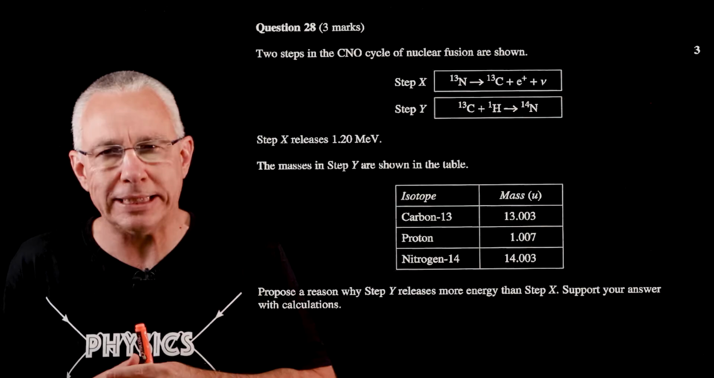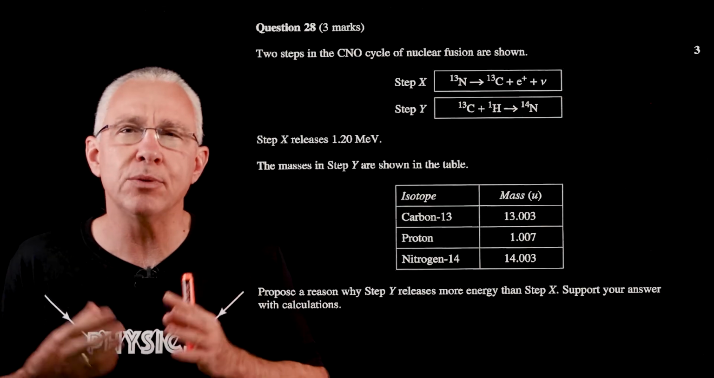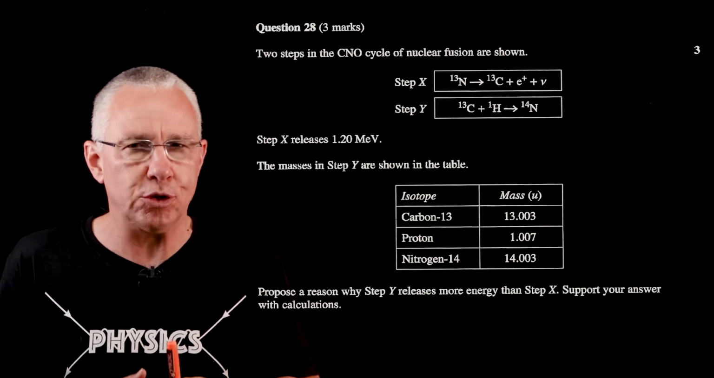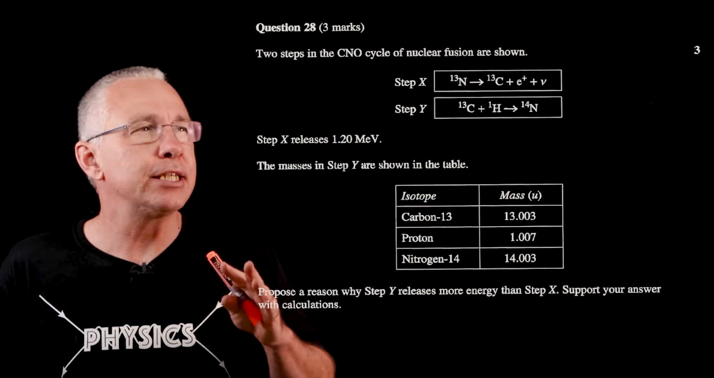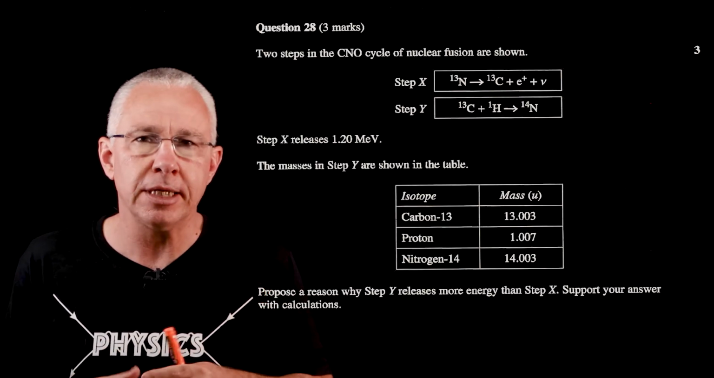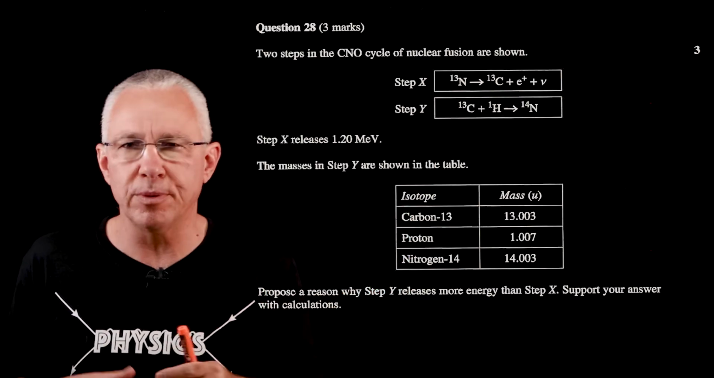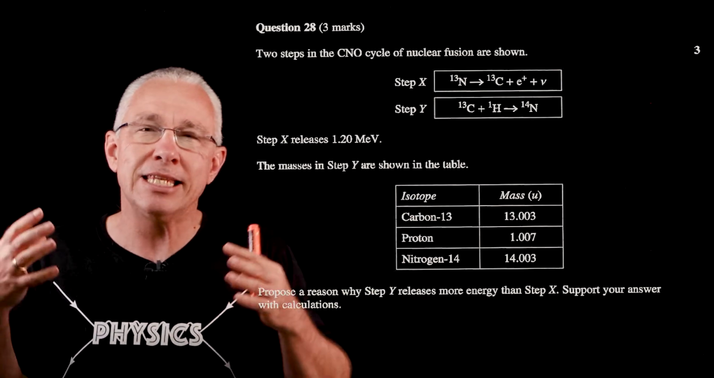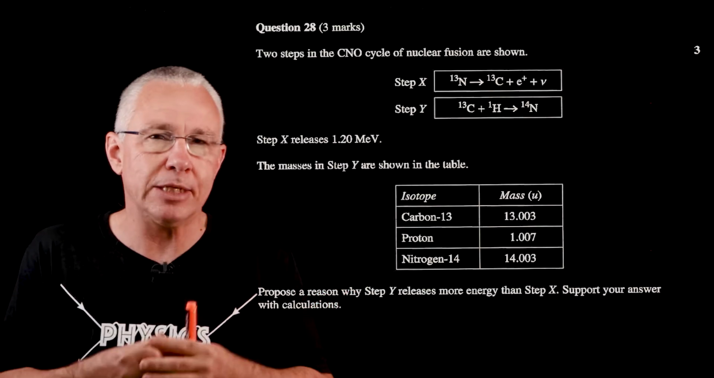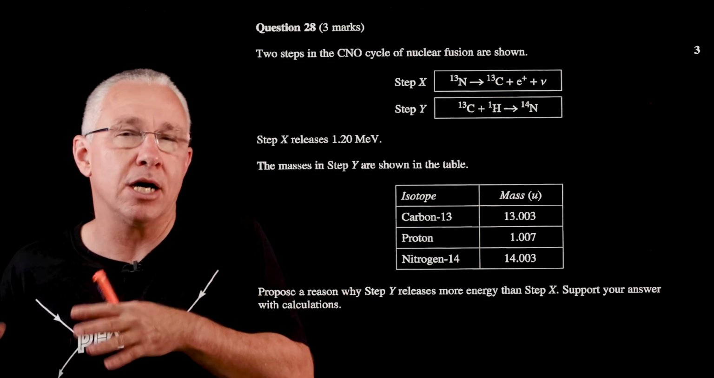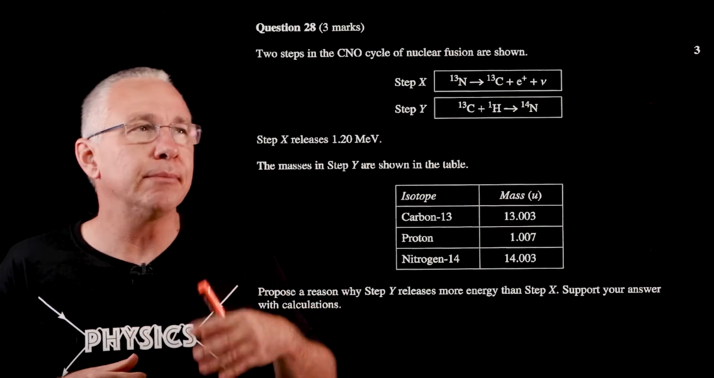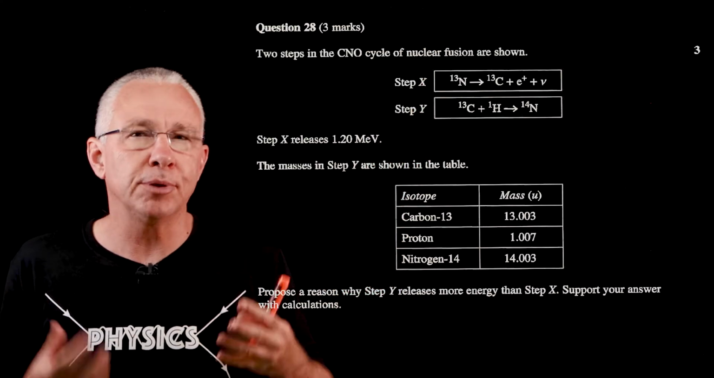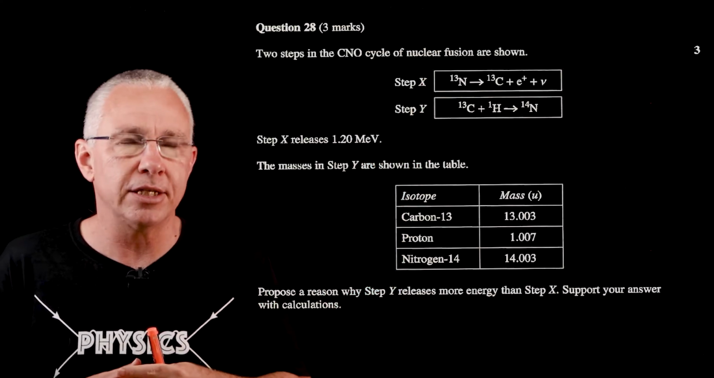Now here's question 28. In this question, we're dealing with two concepts that are found in Module 8. The first is the process of stellar fusion, and in this case, we're referring to what we call the CNO cycle, which is a cycle that occurs in the heavier mass main sequence stars. And again, it's about hydrogen converting into helium, but in this case, rather than the proton-proton chain, it occurs under the CNO cycle.